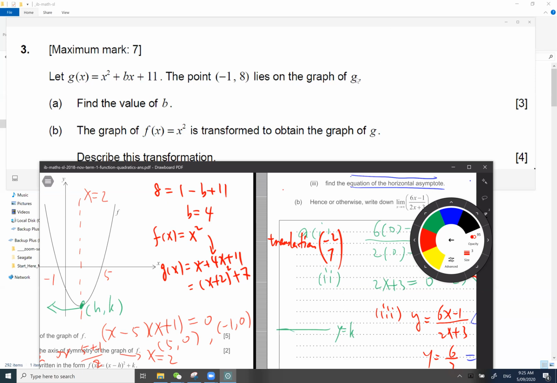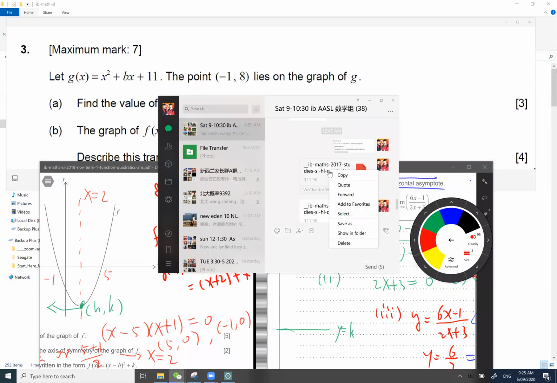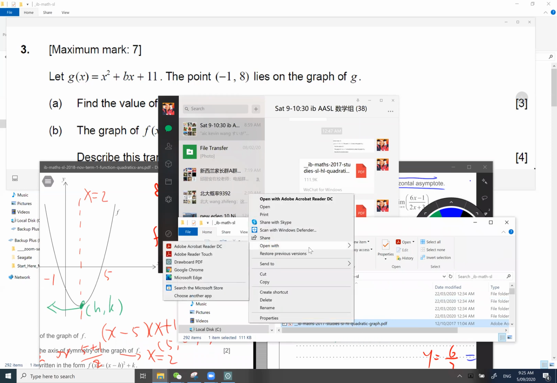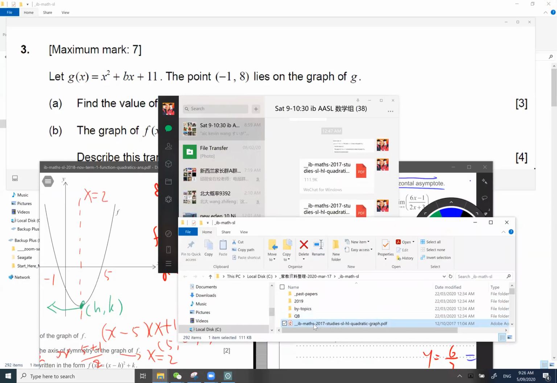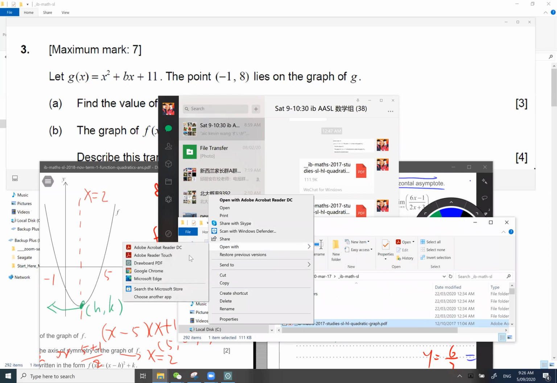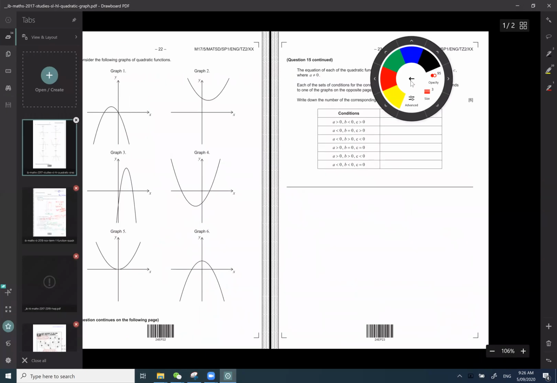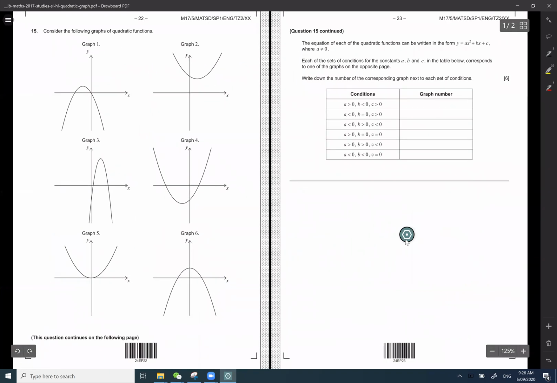Okay, the other worksheet. Yeah, wait. Not the reader. This one. Okay, parabola, quadratics.